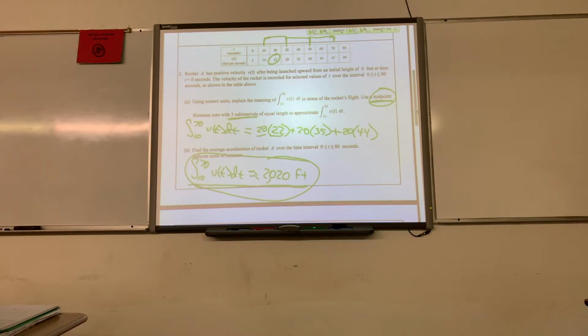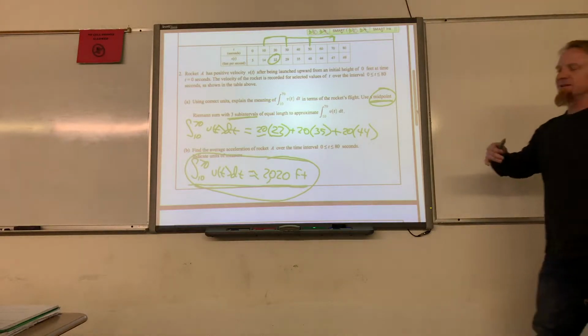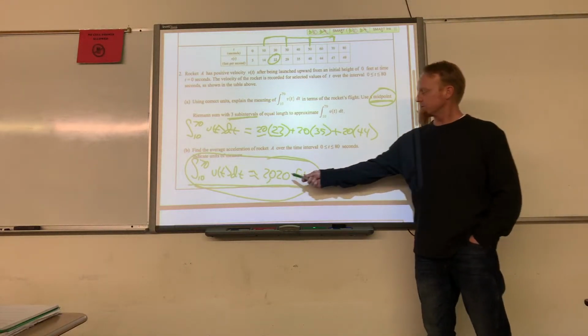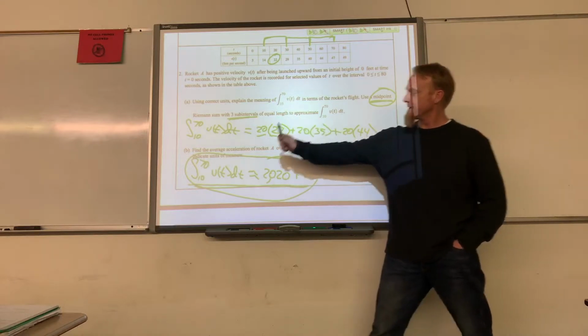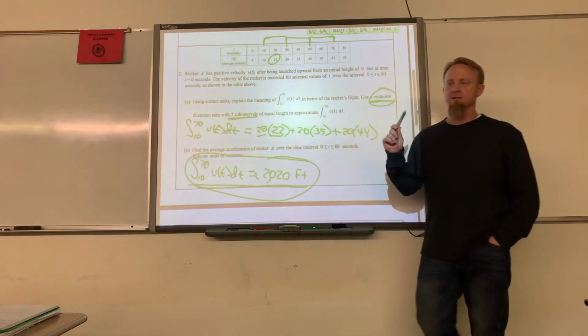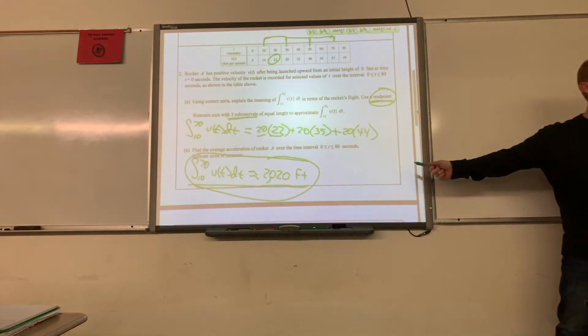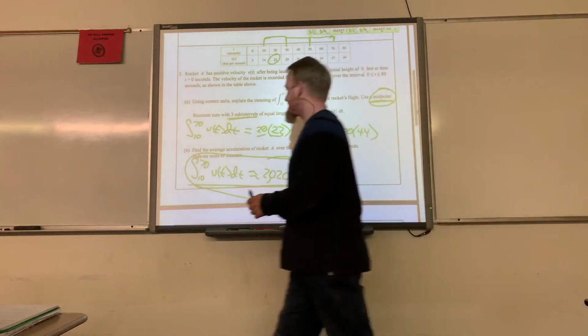Okay, I like what she said. I would just put one more thing because she said height, but I don't know what height she's talking about. Height of what? The rocket. So I would say the height of the rocket approximately increased 2,020 feet between 10 and 70 seconds. That's what that represents. Everybody good with that? All right, now let's get into part B.